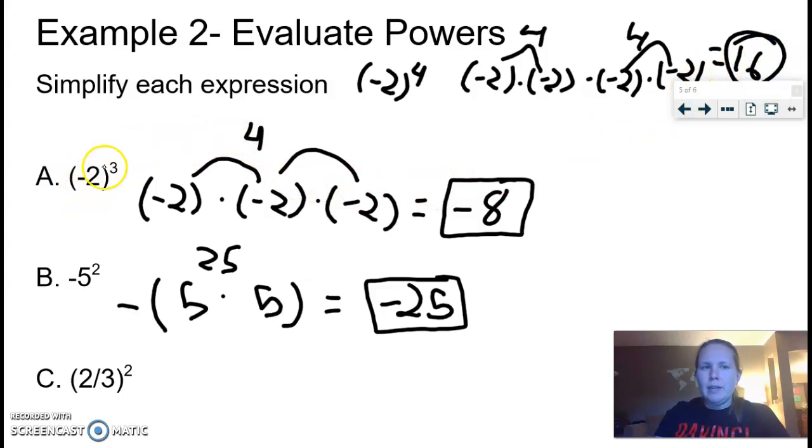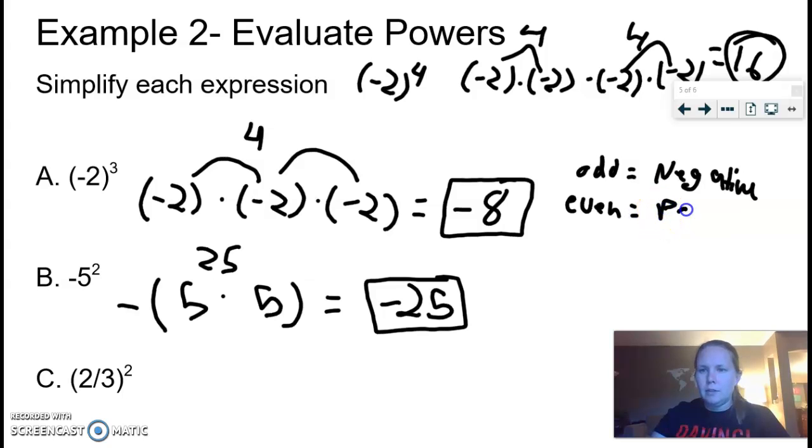So in the case that you have parentheses, this is a really good hint to help you remember, so I'd highly suggest writing this down. If it's parentheses with a negative and it's raised to an odd power, odd will give you a negative solution. But if it's raised to an even number, it will give you a positive answer.